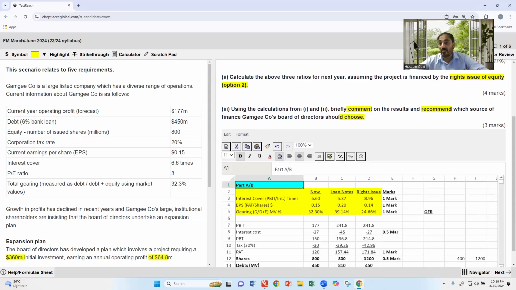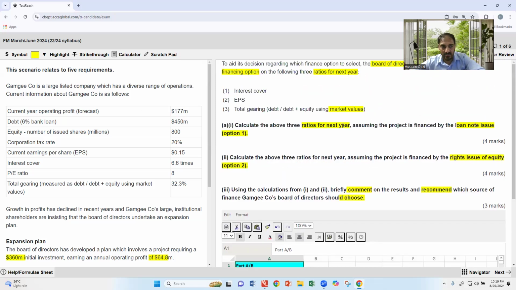Using the calculation from 1 and 2, briefly comment on the results and recommend which source of finance Gamgi company board of directors should choose. So, first of all, ask yourself, have you clearly understood the requirement? Yes. First of all, we need to make a comment. Number 2, make a recommendation. The context we have already read, that's above.